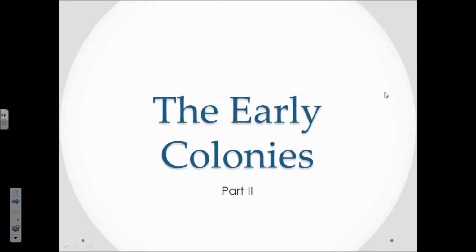Now that you've spent some time looking at the individual colonies that you were assigned and learning about some of the others, we're going to learn about them as a whole. We're going to regionalize them and try to see what we can find out about each region, what's similar and what's different.